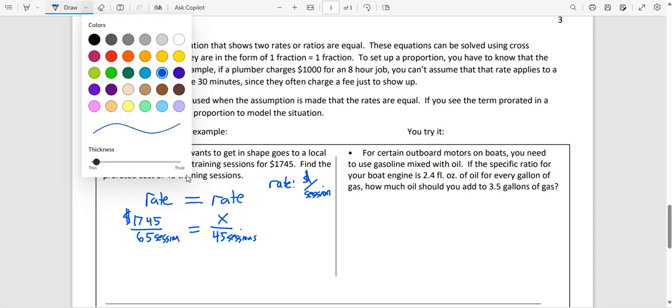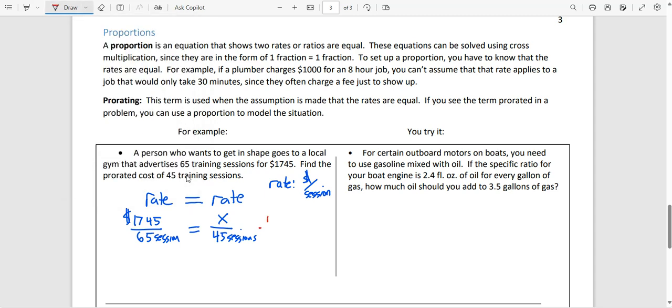Okay, now we need to solve this equation. To solve for X, if we just multiply both sides by 45 sessions, you have to multiply both sides of an equation by the same number to make the equation still be equivalent. What we can see is we are able to reduce and change the units and get X equals, and everything now should just be money.